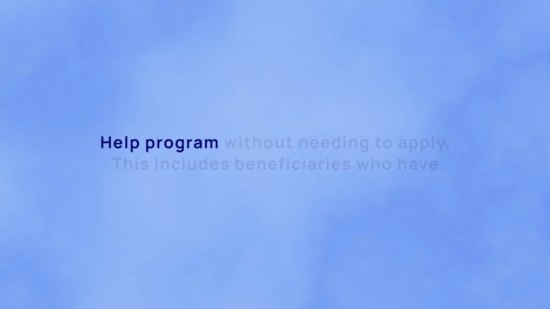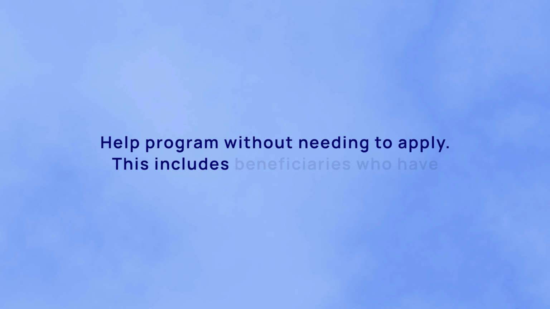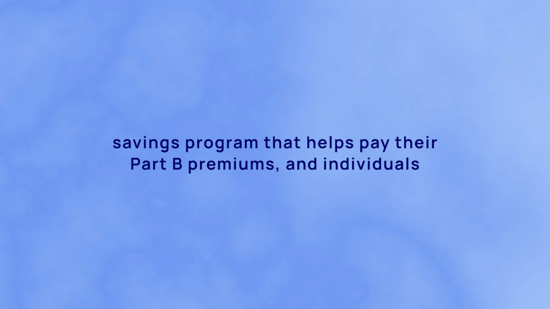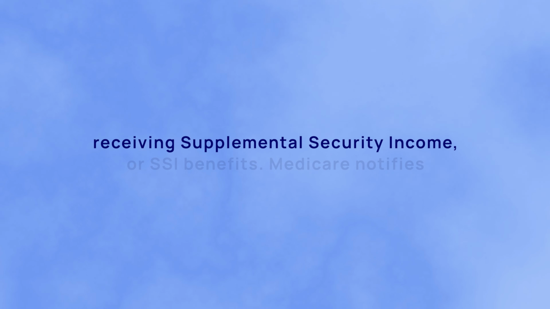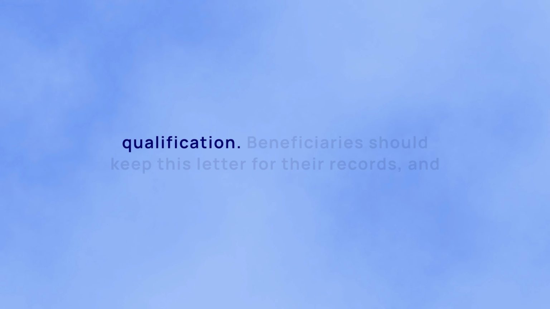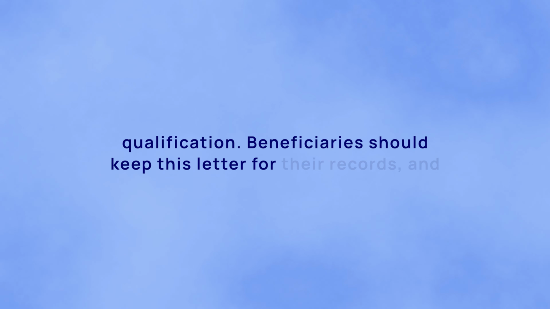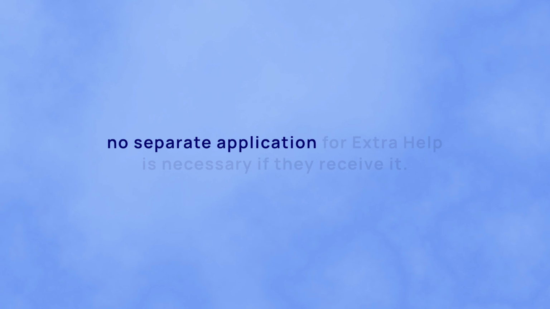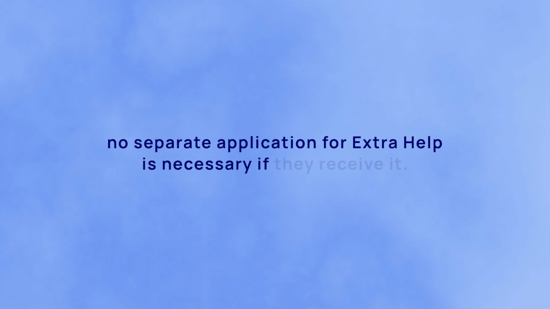Some individuals automatically qualify for the Extra Help program without needing to apply. This includes beneficiaries who have full Medicaid coverage, those who receive assistance from a Medicare savings program that helps pay their Part B premiums, and individuals receiving Supplemental Security Income, or SSI, benefits. Medicare notifies these individuals by mailing a purple letter to confirm their automatic qualification. Beneficiaries should keep this letter for their records, and no separate application for Extra Help is necessary if they receive it.